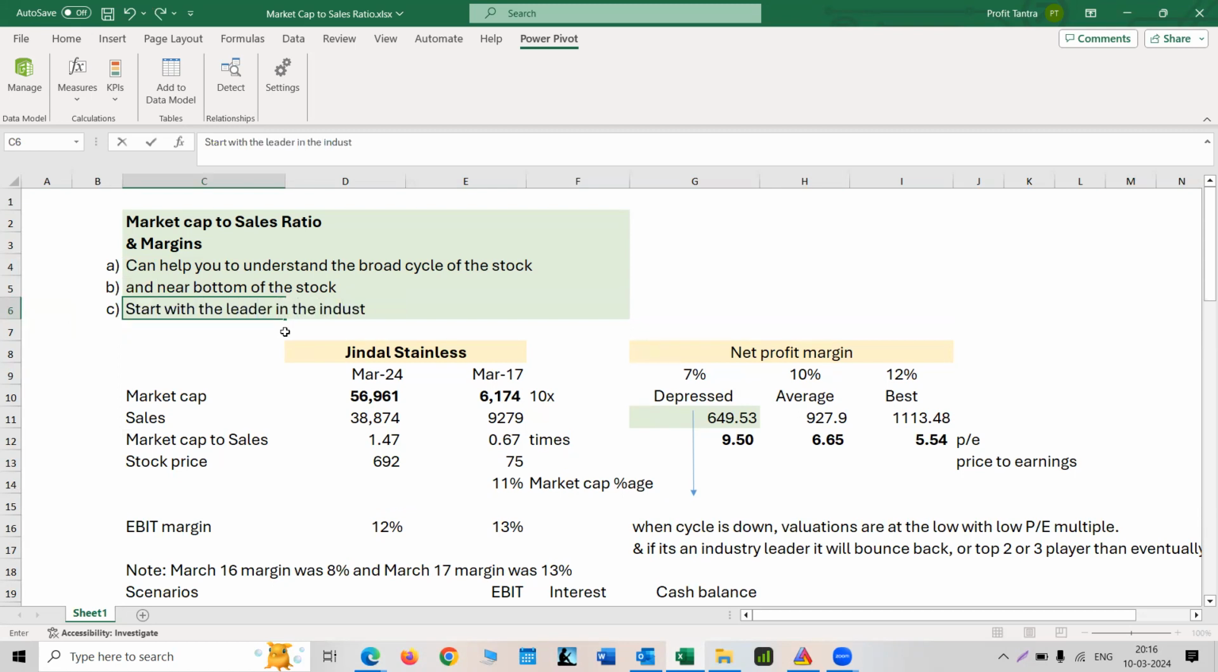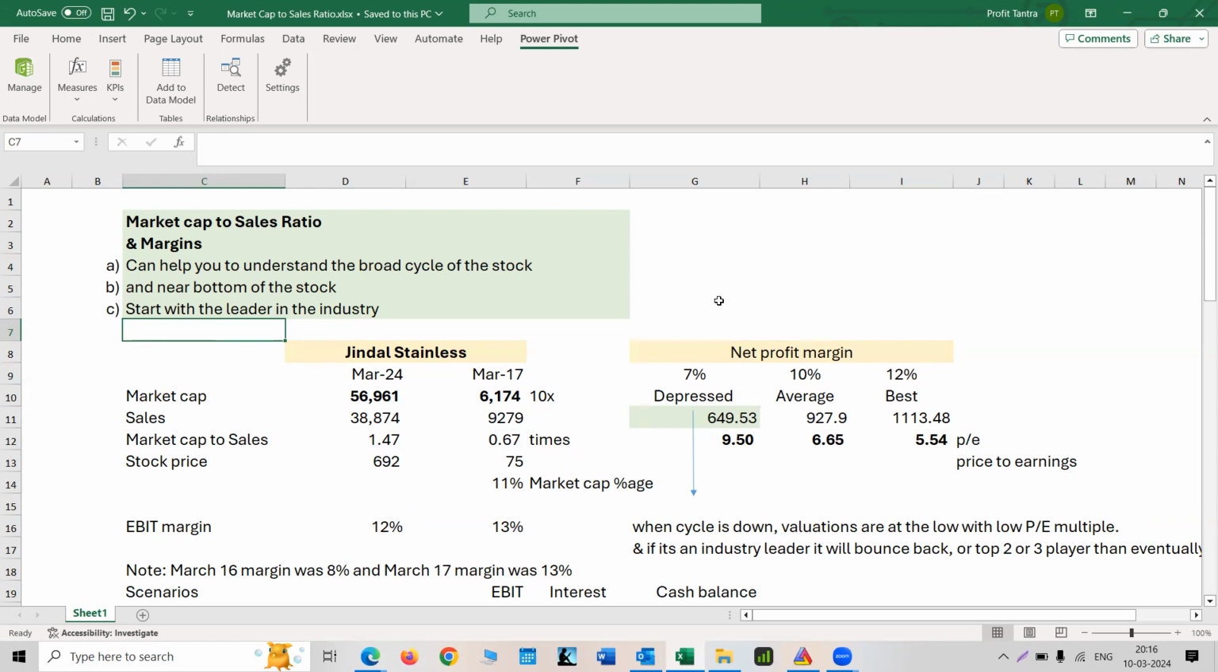Okay, because if you're not following the leader, what will happen? Small players will anyway go off, correct? But the leader will stay, correct? The top 2-3 leaders will stay. So always start comparing with the leader. Okay, and then go to the next and then the next. So it will help you.